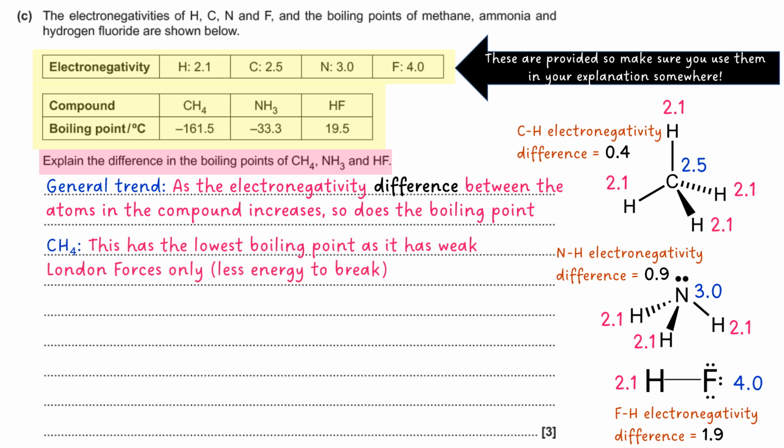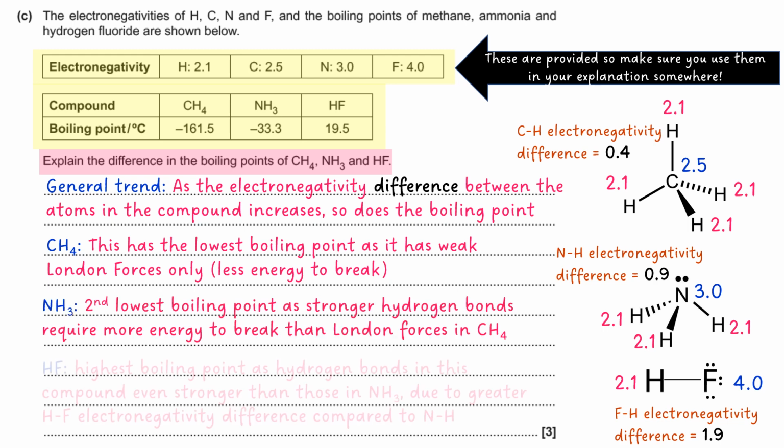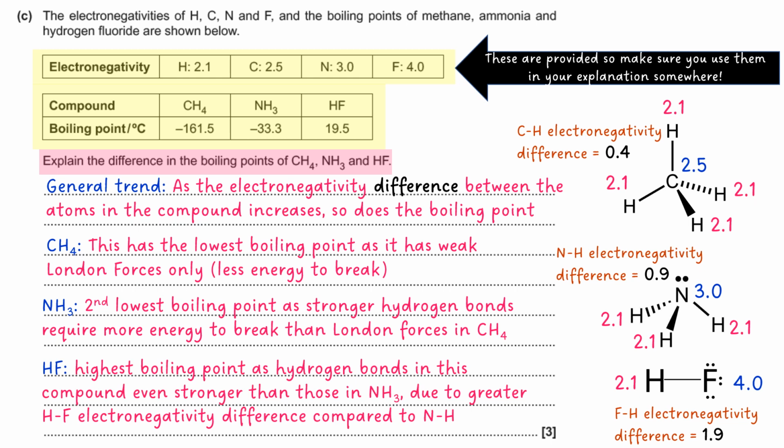So CH4 has the lowest boiling point because it's got weak London forces only. There's no hydrogen bonding or permanent dipole-dipole attractions. So this means there's less energy required to overcome or break those London forces. So with ammonia, it's the second lowest boiling point, as this time you've got stronger hydrogen bonds in place which require more energy to break than the London forces in the methane.